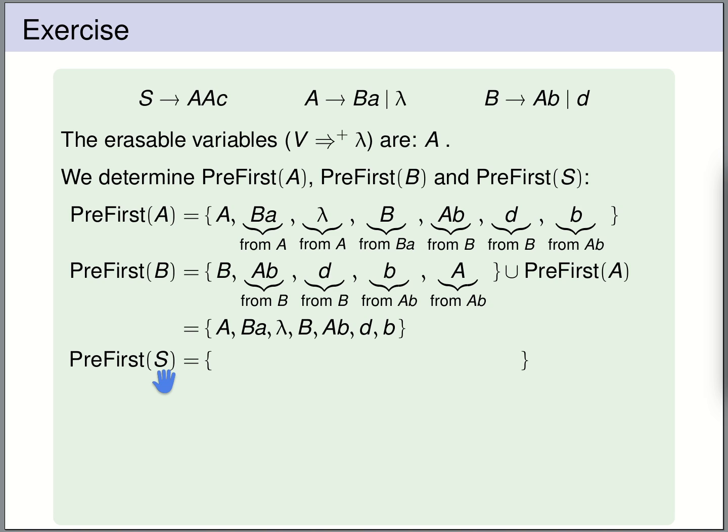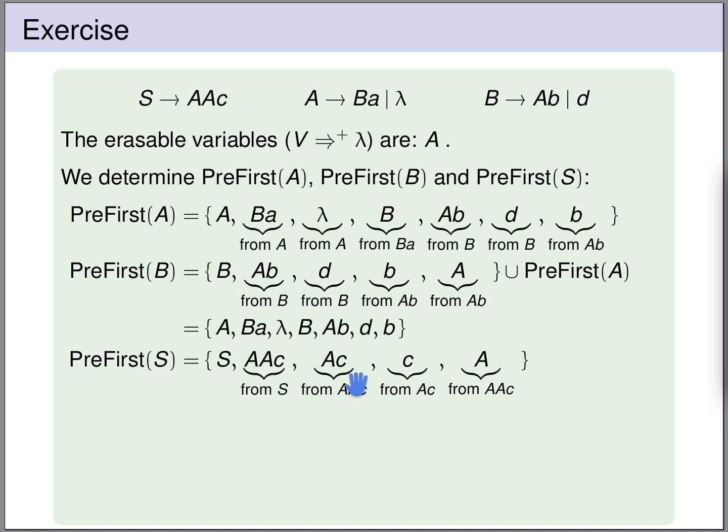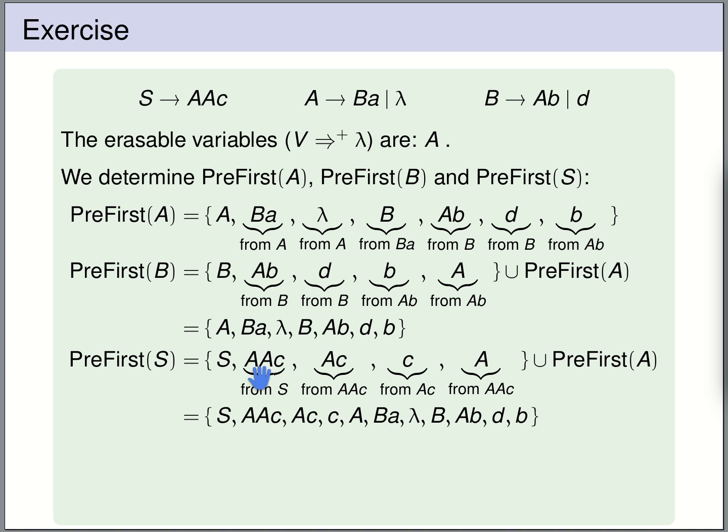Now let's continue with pre-first of S, which contains S. From S we get AAC. From AAC we get AC because A is erasable. From AC we get C because this A is erasable again. And we of course get A because it's the first letter of AAC and it's also the first letter of AC. And because we have A here, we also get the entire pre-first A. So again, we can just take everything together, which gives us this set.